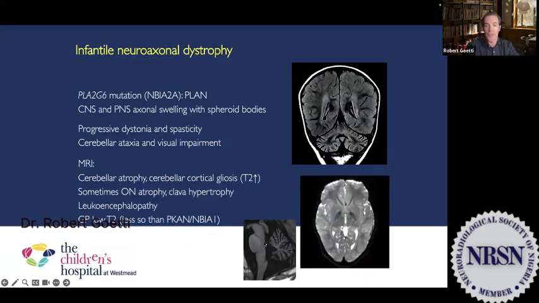So in this patient, we will have cerebellar atrophy. Sometimes there will be clava hypertrophy, so hypertrophy of the obex here. And what we can also see in this patient is the low T2 on the globi pallidi. This is a B0 image from the diffusion weighted imaging, and you should not have iron accumulation at this young age, and that will lead us to a diagnosis of INAD.